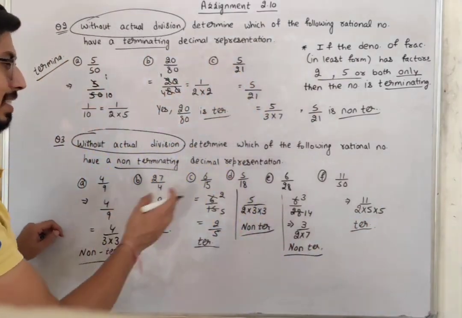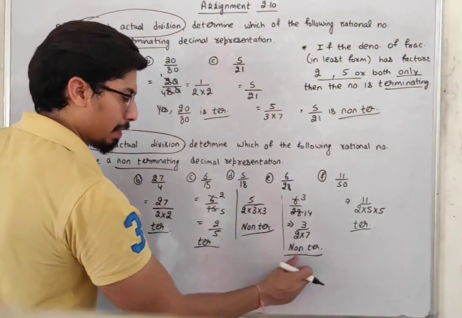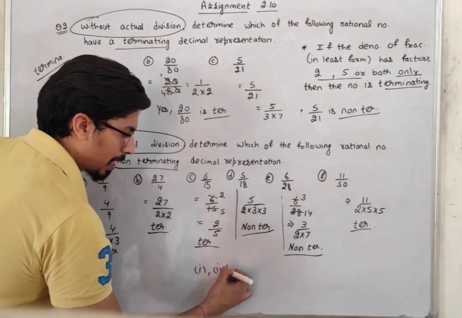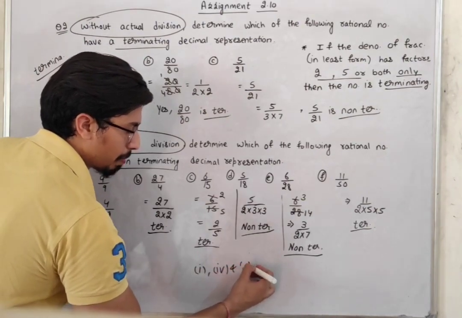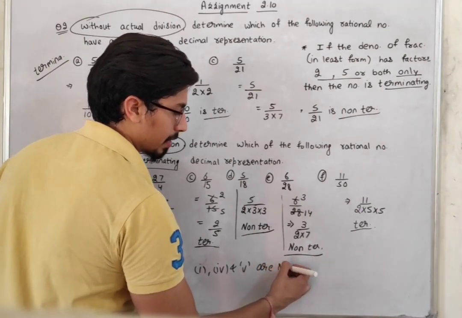Okay. So among these 6 parts, I can say the first part, fourth part and fifth part are non-terminating.